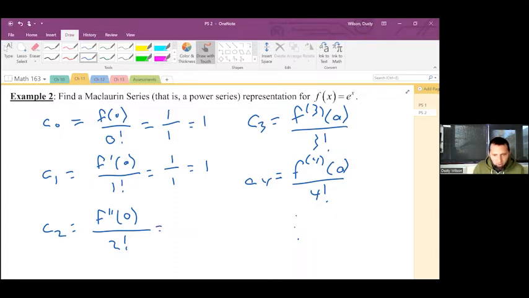f double prime of 0 is e to the x, evaluated at 0 is 1. Divided by, here I'll write it as just 2 factorial, or 1/2. The triple prime of f would be e to the x, evaluated at 0 is still 1, divided by 3 factorial. The fourth derivative of f is e to the x, evaluated at 0 is 1. It won't always be this easy, but e to the x is pretty nice, divided by 4 factorial. And I think by this point, we can see our pattern. We can see that if we had a Cn, our Cn would end up being 1 divided by n factorial.